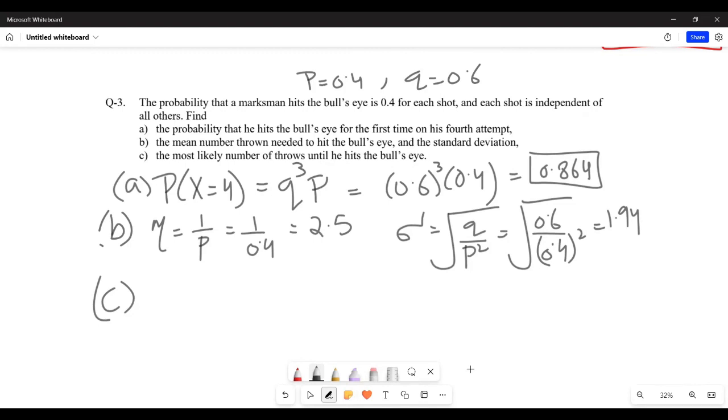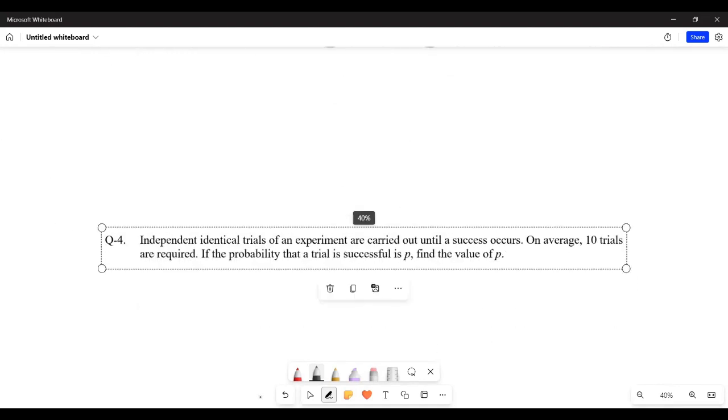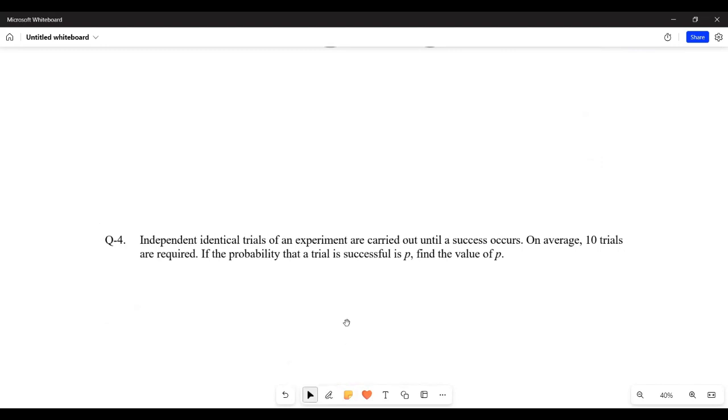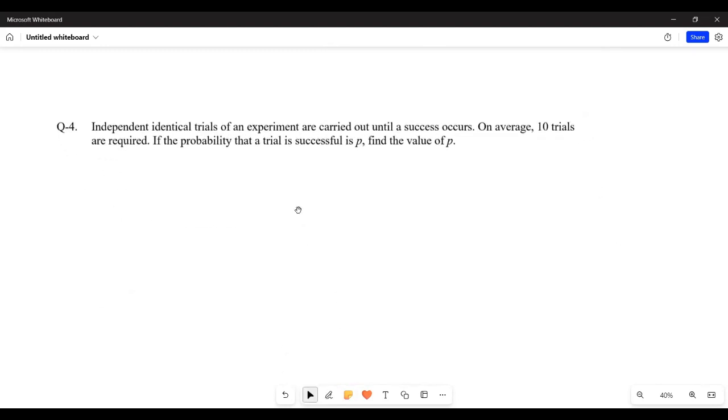Question 4. Independent identical trials of an experiment are carried out until a success occurs. On average, 10 trials are required. If the probability of the trial being successful is P, find P.